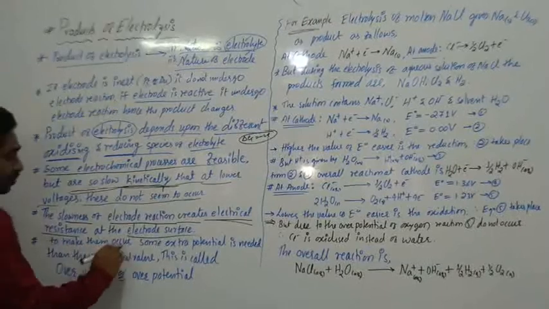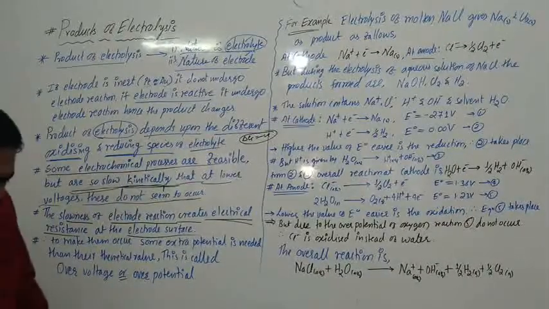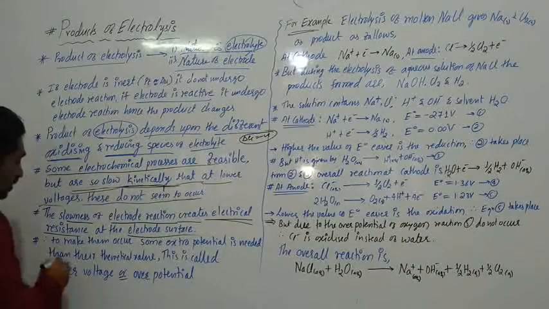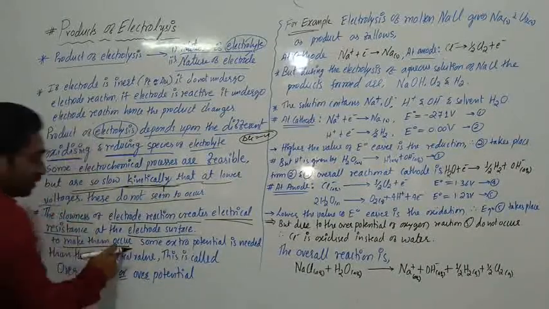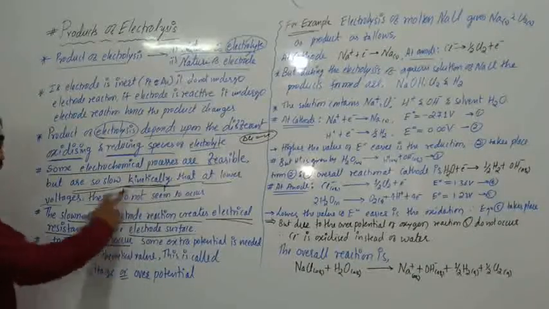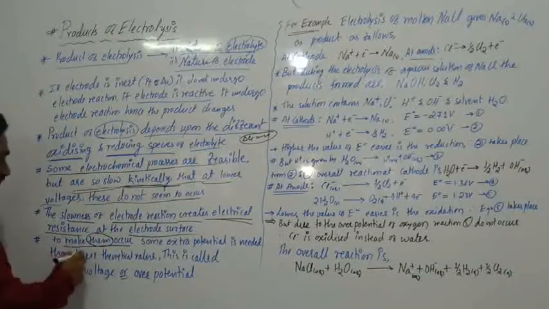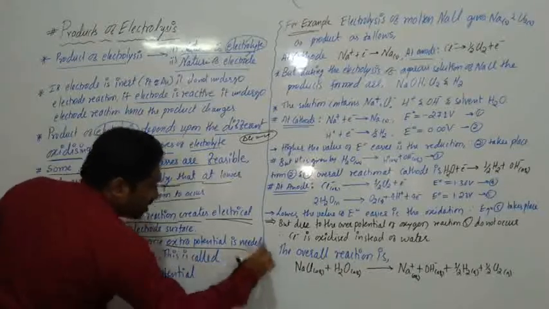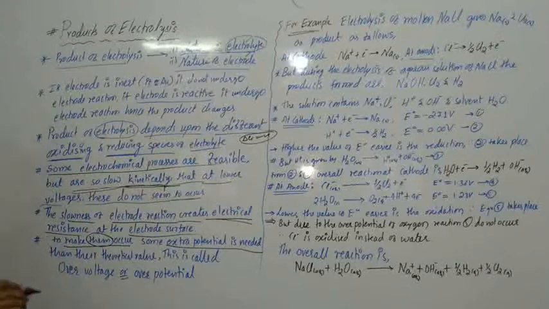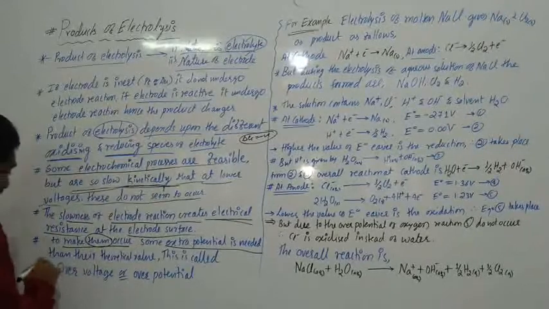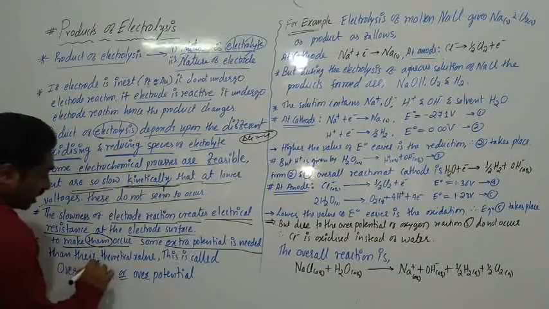However I want to get that reaction, I have to make it occur. To make them occur, them means what? This 'them' indicates the slow reaction. The chemical reactions are very much slow. To make them occur, some extra potential is needed. I have to add some extra potential than their theoretical value.